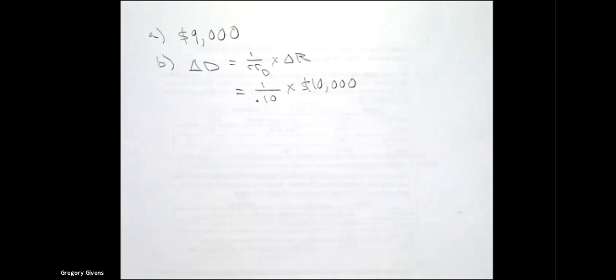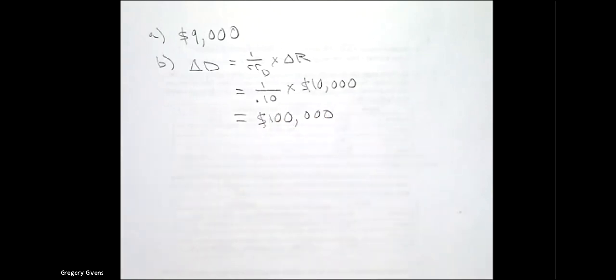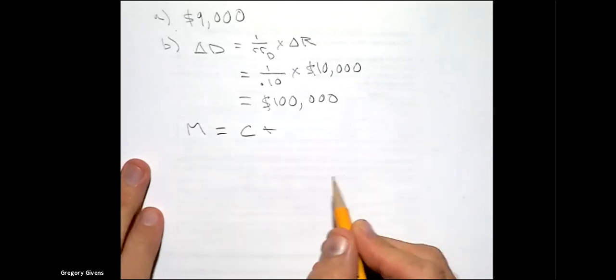And so the total change in deposits then would just be 10 times 10,000, or $100,000. Now be careful about this, because that's not exactly what the question is asking, right? The question asks you, how much does the total money supply change as a result of this deposit? The money supply is not exactly the same as checkable deposits, right? Remember, the money supply is equal to currency in circulation plus checkable deposits.